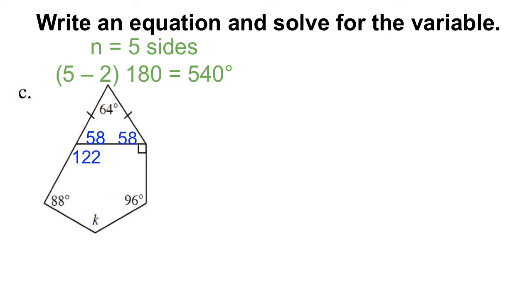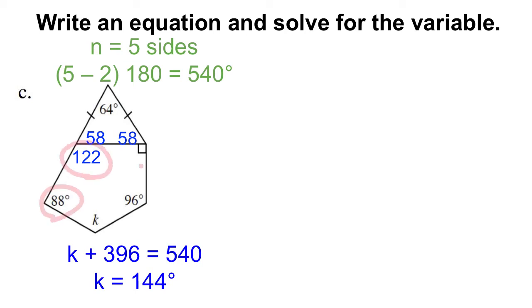So on this slide here, I've got all of the missing angles filled in. And then again, paying attention to the idea that I've got this pentagon at the bottom, I'm going to use 540 when I write my equation. So if I do k plus all of these angles on the bottom added together, you're going to want to make sure you do 88, 122, 90. Don't forget the 90 and 96 added together. That's how I came up with 396.